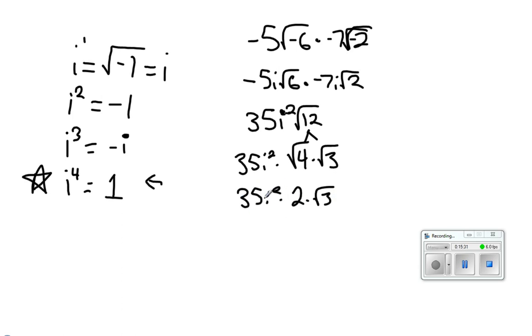So 2 times 35 is 70. Can we work out i squared? What's that? Negative 1. And then, negative 70. So we get negative 70 times the square root of 3.